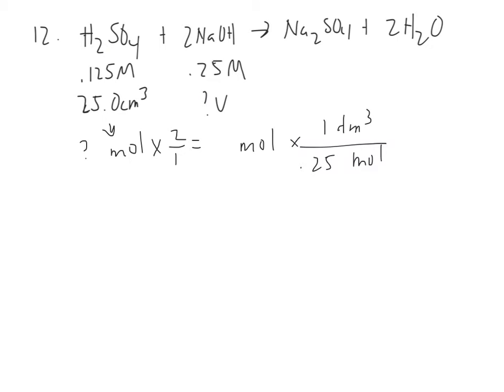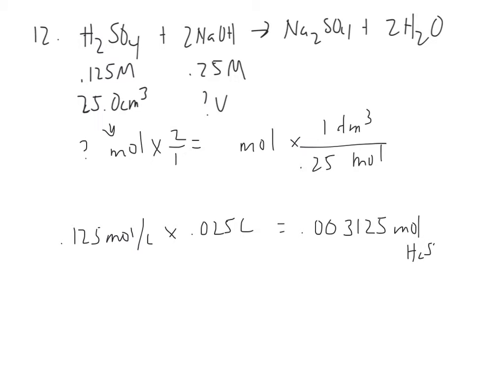So 0.125 moles per liter, or decimeter cubed, times the 0.025, which would be the centimeters cubed changed to the same unit. So 0.125 times 0.025, we're talking 0.003125 moles of H2SO4. And I said it's a 2-to-1 ratio, so that's going to double. So we're talking 0.00625 moles of NaOH.